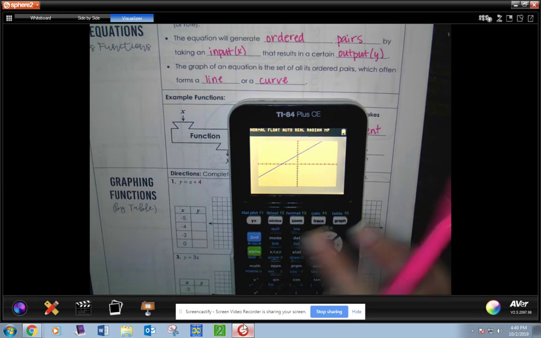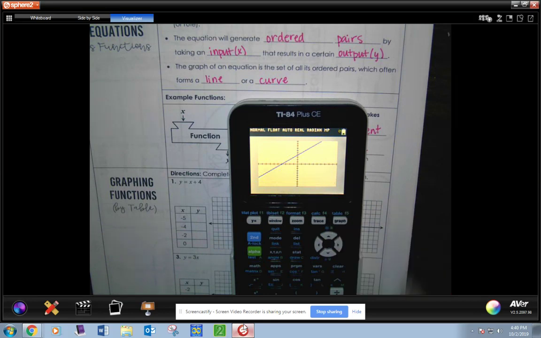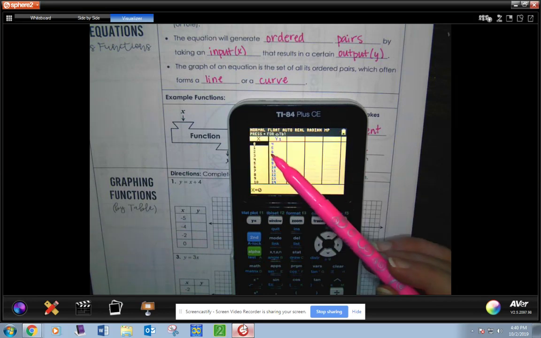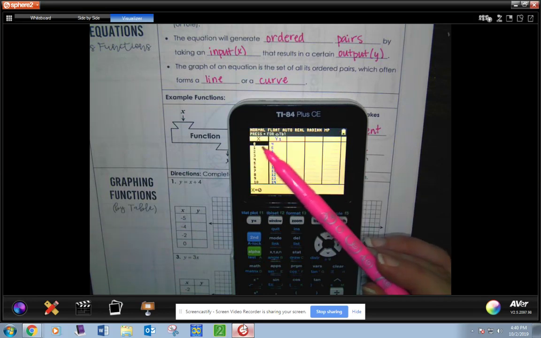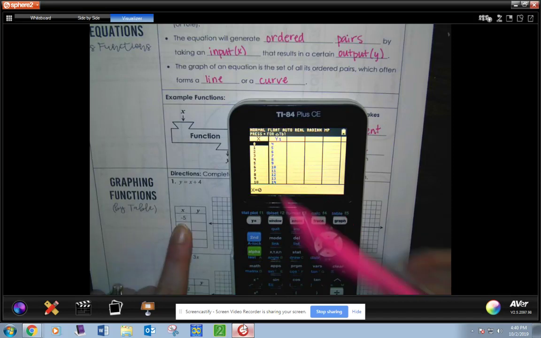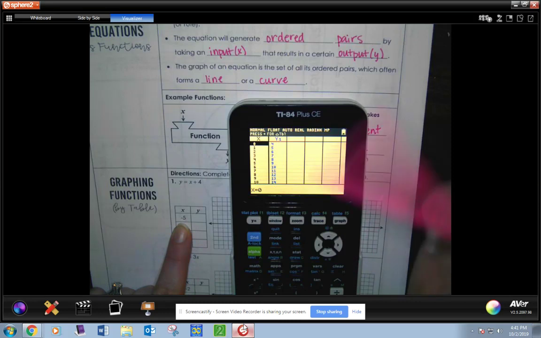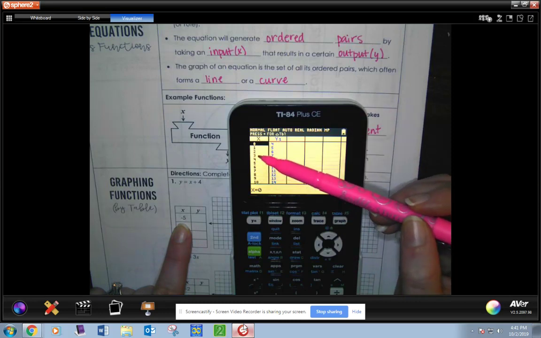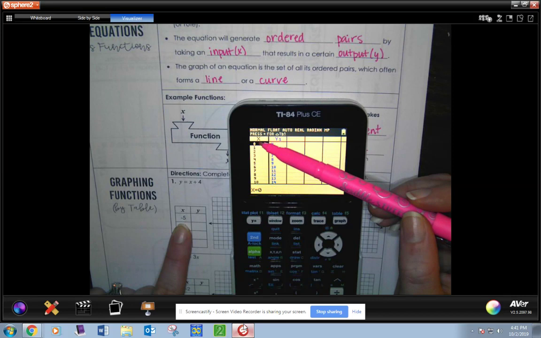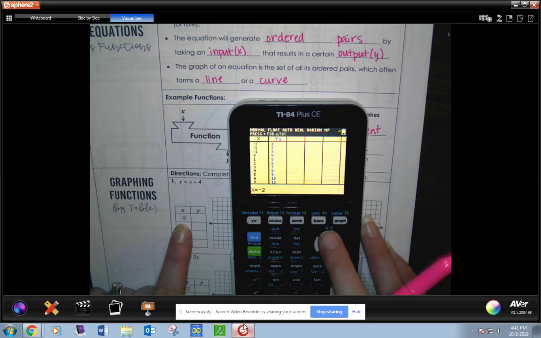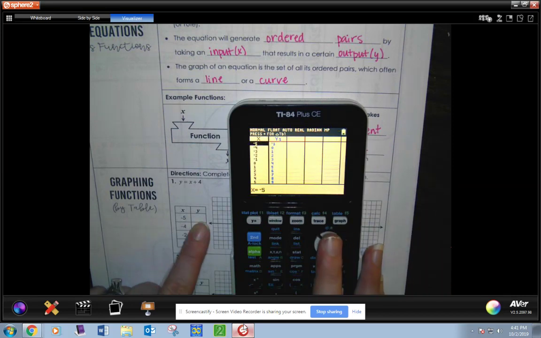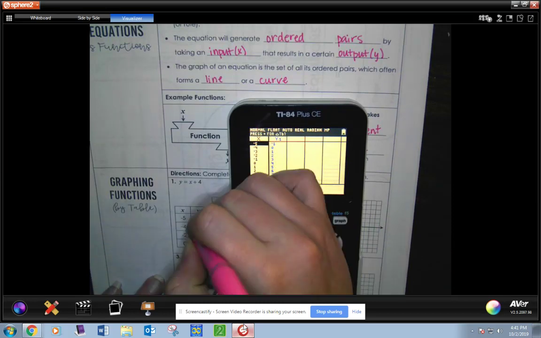So what I'm going to do is I'm going to press second graph. When I press second graph, it pulls up the table. And if you cleared your calculator, it starts you right at 0. But if you look, they start at -5. You can only scroll up and down if you are on the X side. And right now it's bold on the X. So I'm going to scroll up until I hit -5. And then I'm just going to fill in those values. So when X is -5, Y is -1.